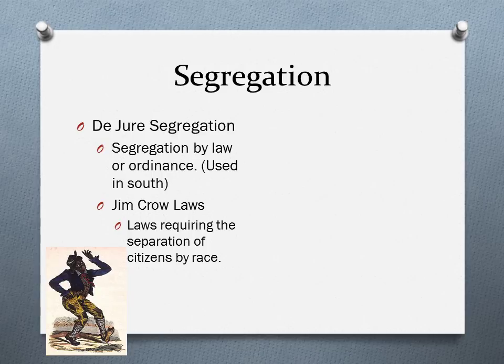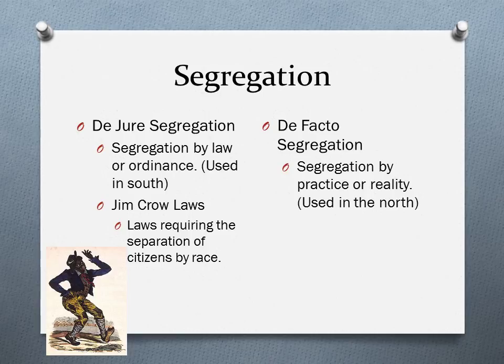Jim Crow, of course, was a fictional depiction of an African American used with animalistic features to try to dehumanize African Americans in this part of the country. In the North, however, it was de facto segregation that was used. This is segregation not by law, but actually by practice or reality.